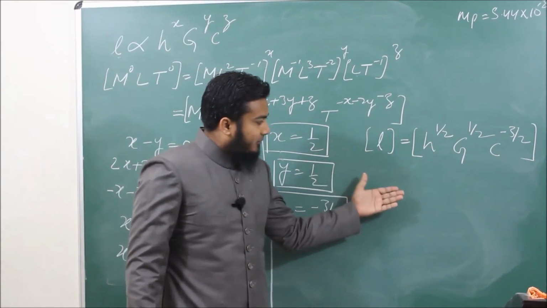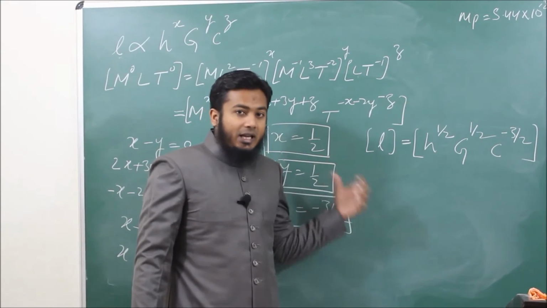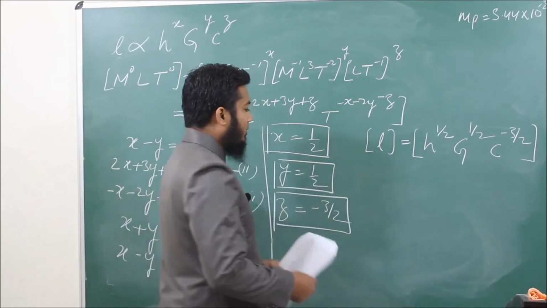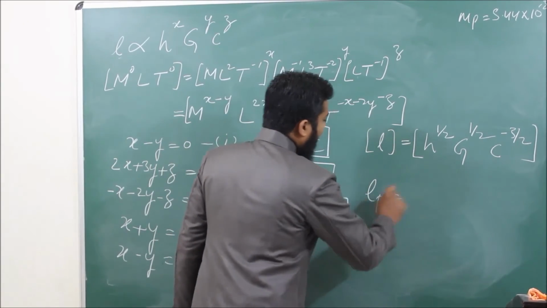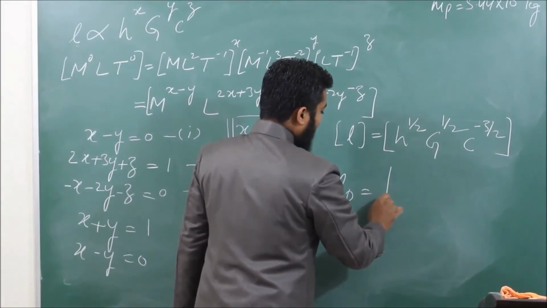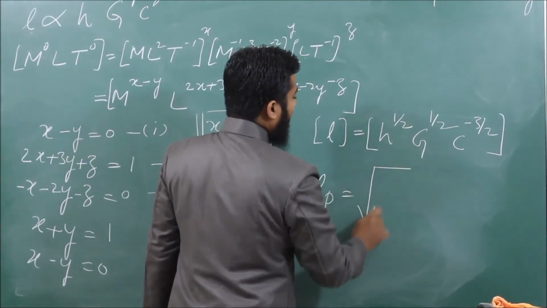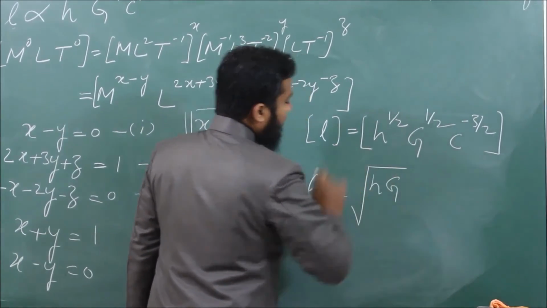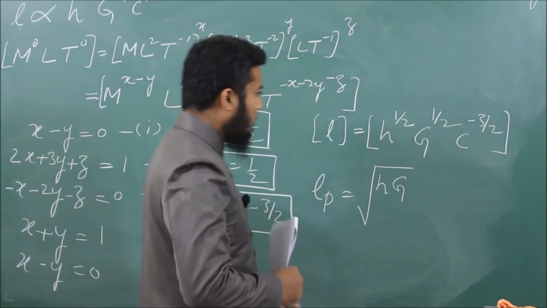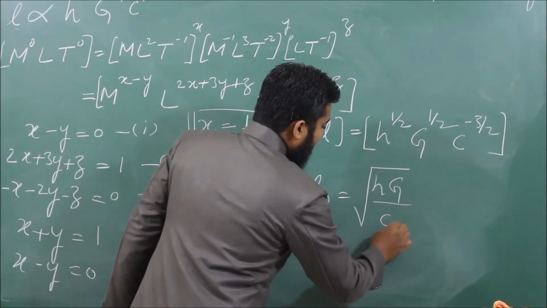And further you can calculate how much will be 1 unit length in this system. So let's write this L_P, Planck length, and h G have powers plus half, so they will appear in numerator, h into G, and c has power minus 3 by 2. So I can write it like this, c cube.